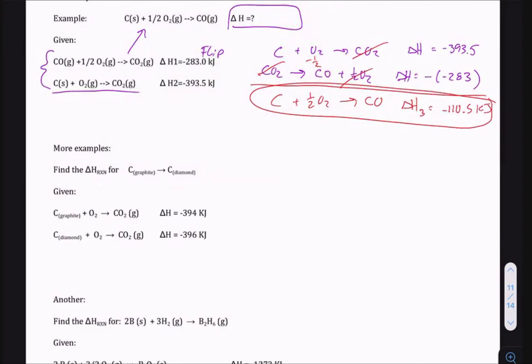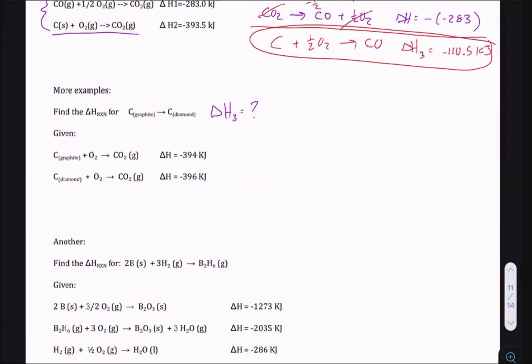Let's find the delta H for the process of converting graphite into a diamond. Here's what we are given. Graphite plus O2 to form CO2, negative 394. Diamond plus O2 to form CO2, negative 396. In the equation that is desired right here, there is no O2 or CO2. That means both of those must cancel.